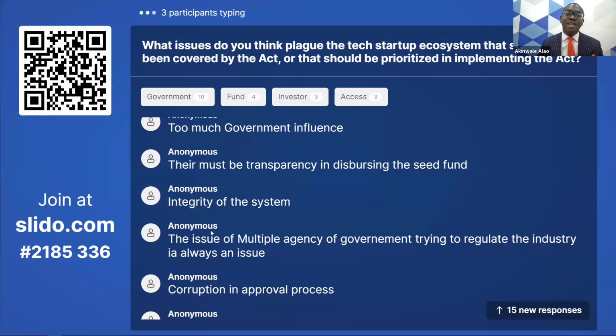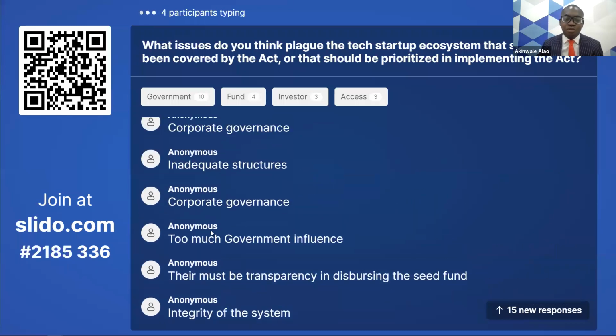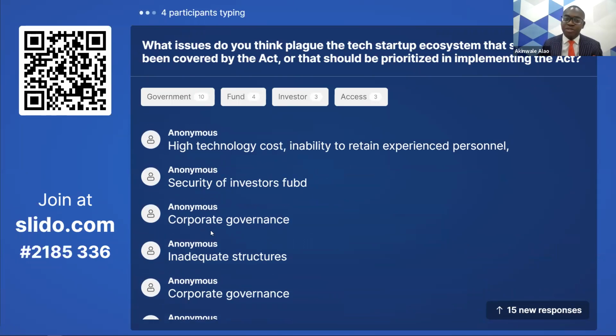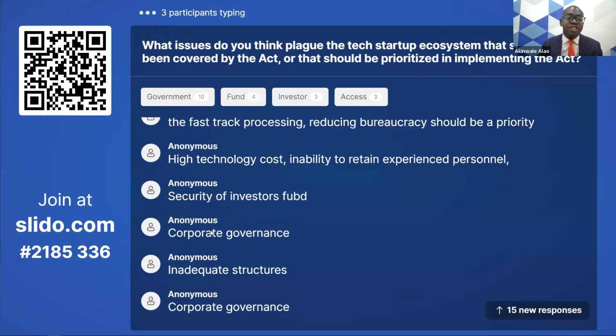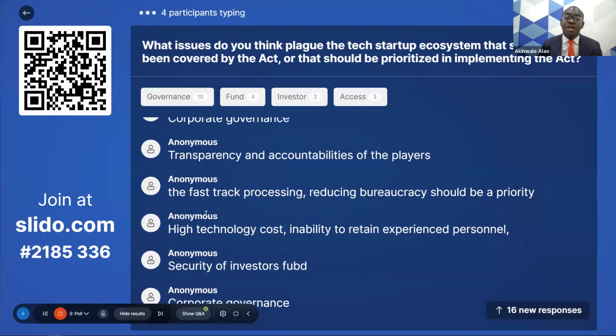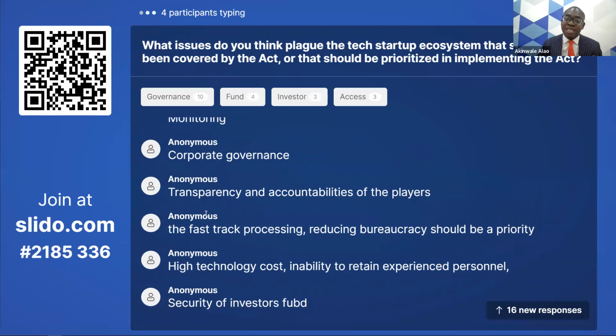Okay, so let me just give you a few minutes, Oswald and Davidson, if you just want to comment on any of these points that have been mentioned by our audience. These are the concerns that people have, these are the areas that people think should be considered or should have been considered or should be prioritized in implementing. Do you have any comments on these points that have been made? Oswald, maybe you can go first. Yes, I would say this.